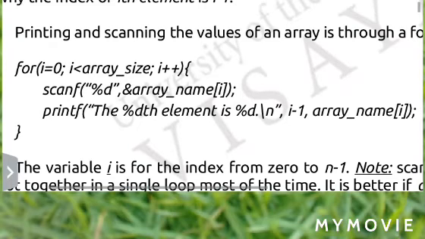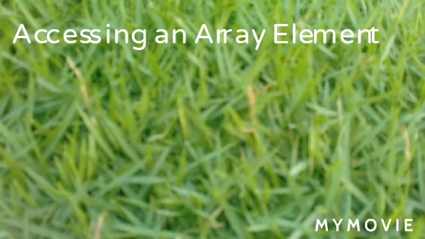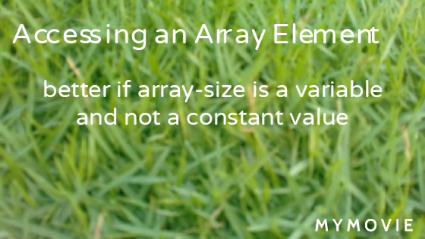Okay? So the variable i is for the index from 0 to n minus 1. So it must not be less than 0 or greater than n minus 1. So note, scanf and printf of an array are not together in a single loop most of the time. It is better if the array size is a variable rather than a constant value.